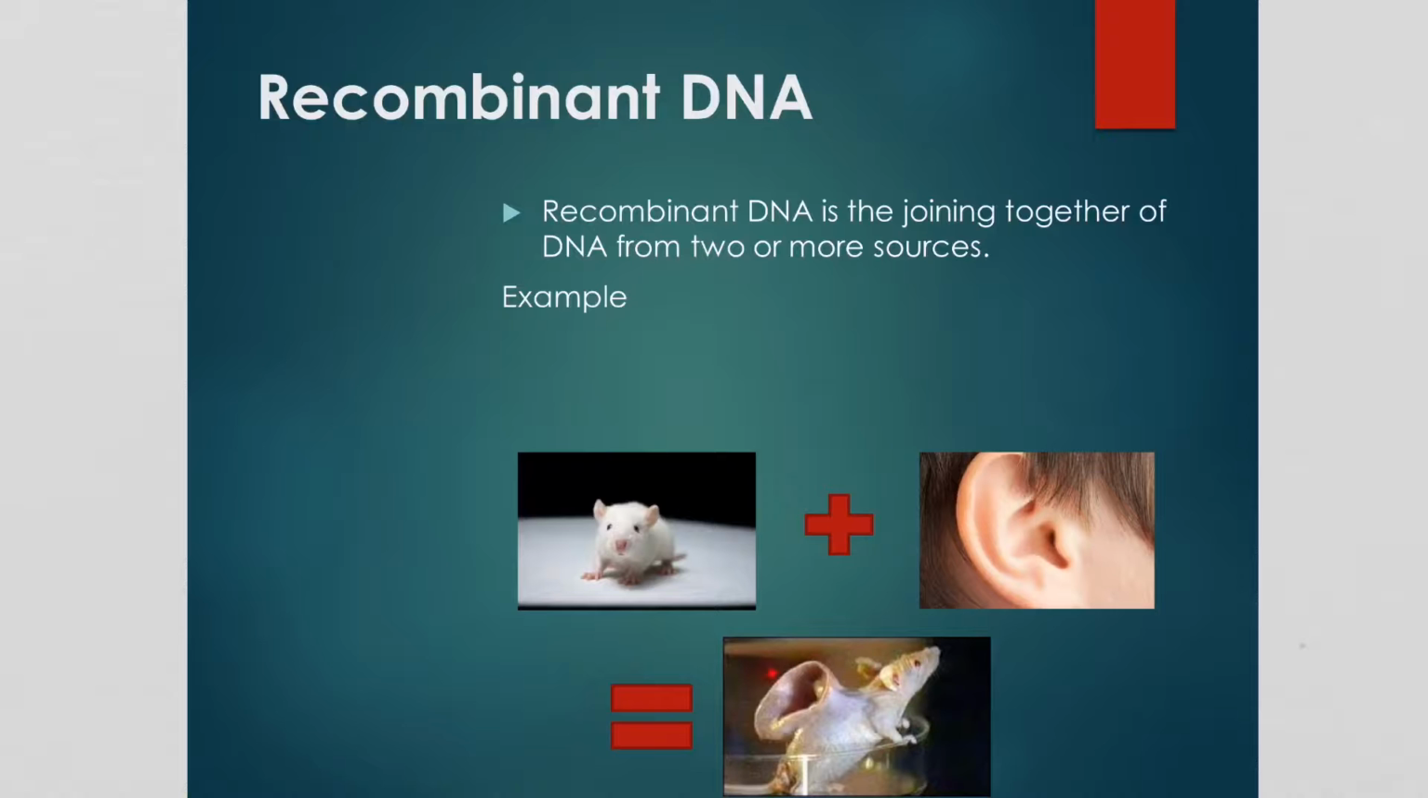Now, why do this? Why grow an ear on a mouse? Actually, it was a real-life example of scientists trying to be able to replace the human ear in case anyone lost it. If your ear got cut off, they could grow you a new one on the back of a mouse and then attach it to the human. So this is a pretty crazy example, but it's an absolutely true example of recombinant DNA technology.